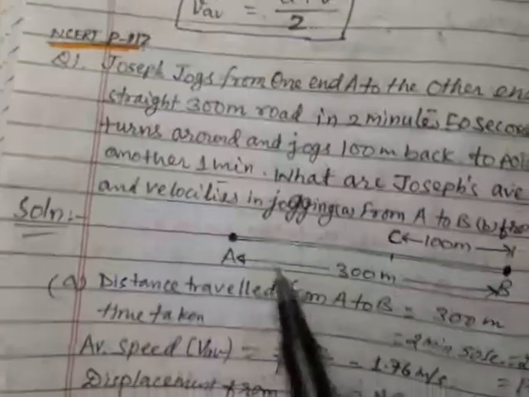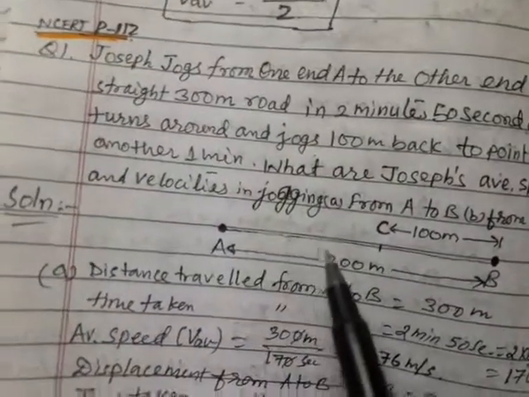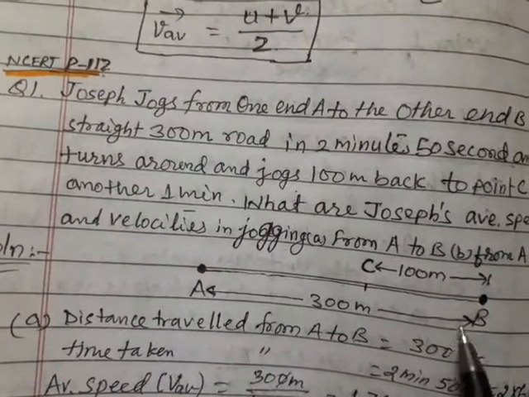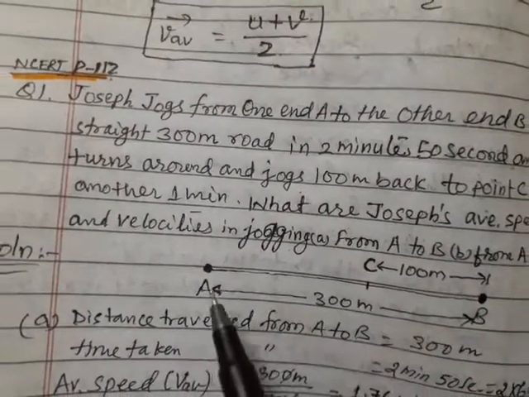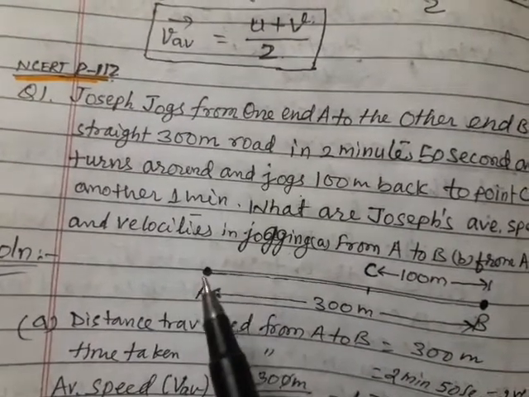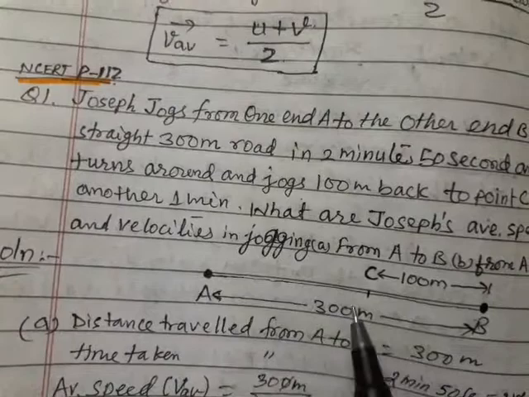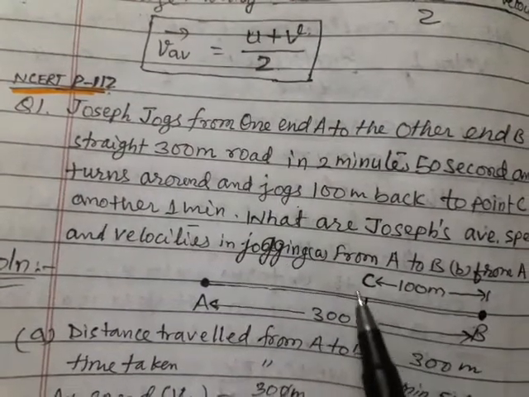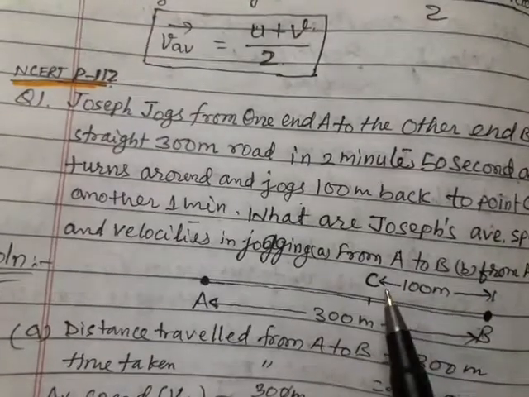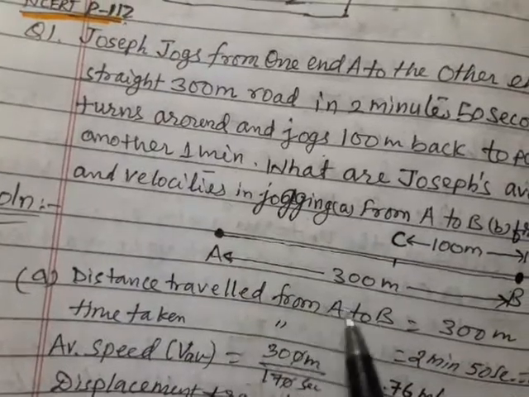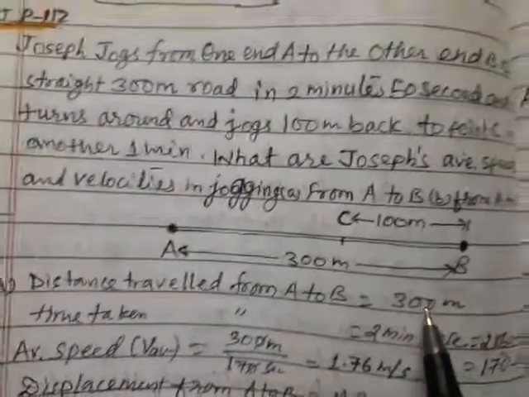Let us see with the help of this line. This point indicates A and this one indicates B. Its distance is 300 meter. So when Joseph jogs from A to B, he travels 300 meter, then turns around from B to C, which is 100 meter. So in case A, distance traveled from A to B is equal to 300 meter.